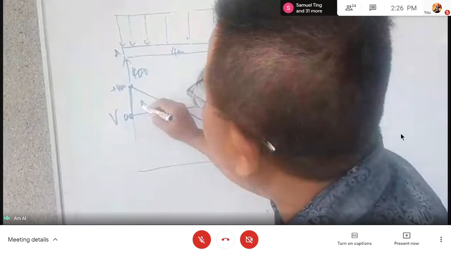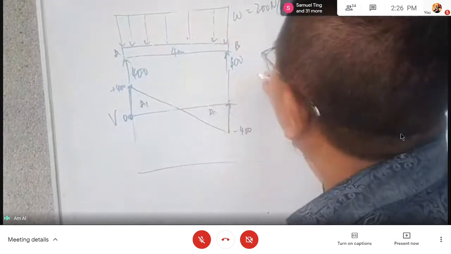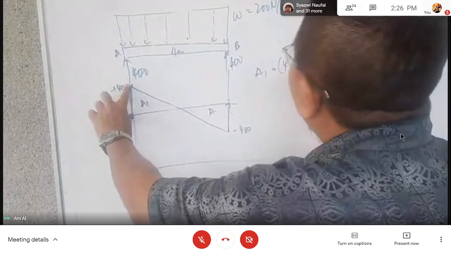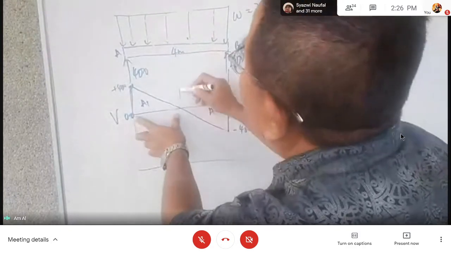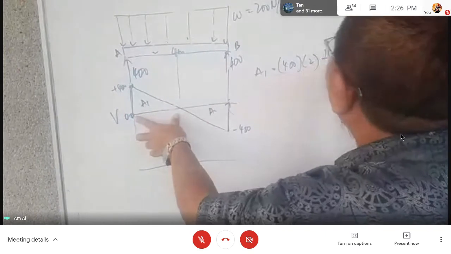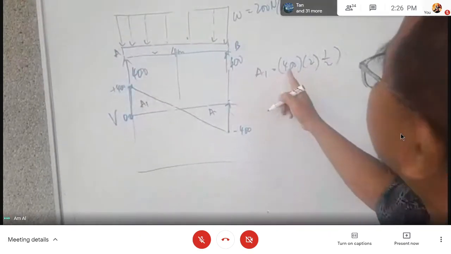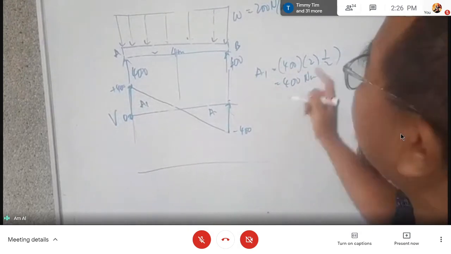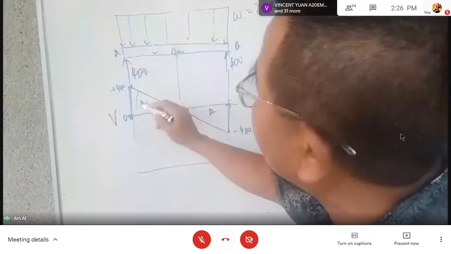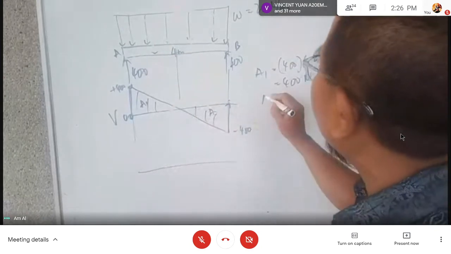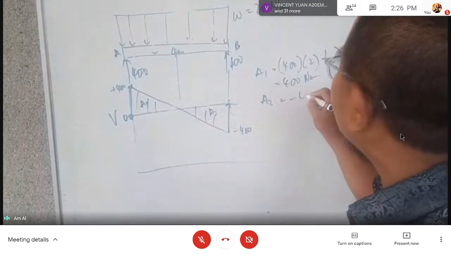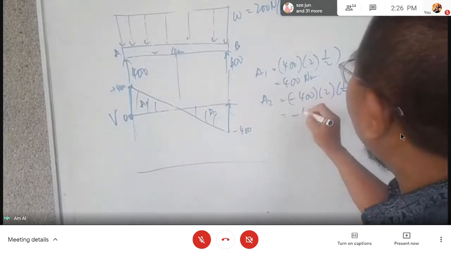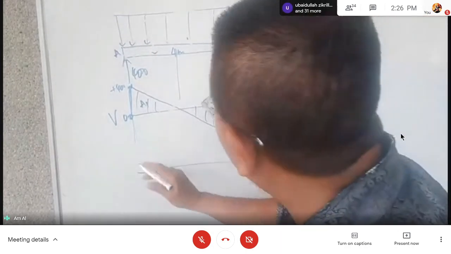And then find this area. Area 1, area 2. What is area 1? This is 400, and this one is half of that. 2 and then divide by half. Triangle. Yeah, this is 400 Newton meter also, times 2 divided by 2, half. The area here is a triangle, same as that one. Area 2 is also minus 400, times 2 times half, so minus 400.